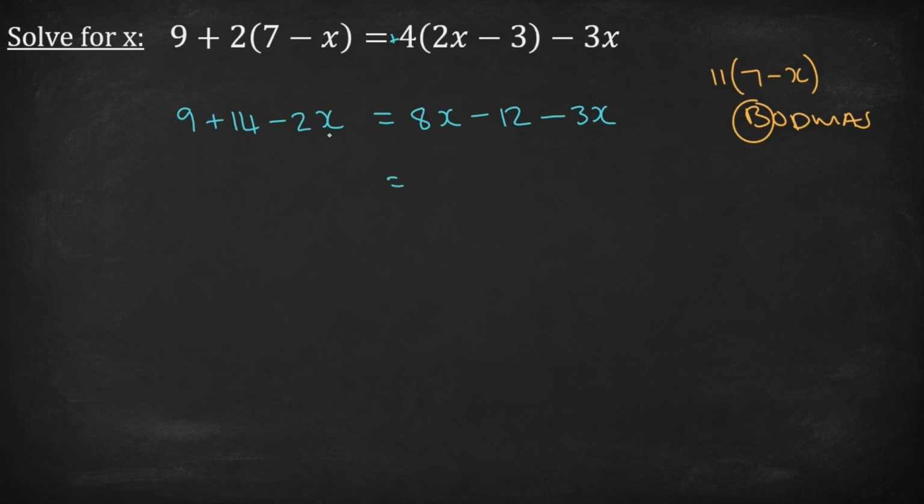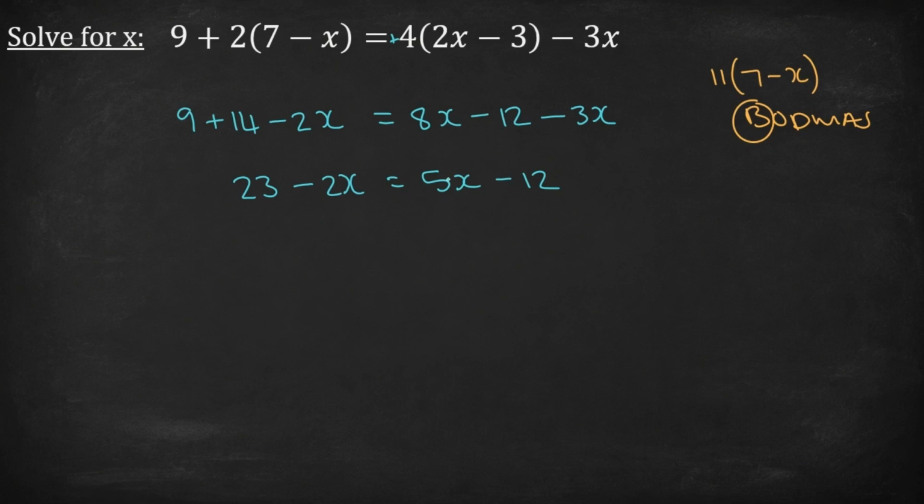So on my left-hand side, I've got 9 plus 14. That gives us 23 minus 2x. And on the right-hand side, we've got this 8x minus 3x. That will give us 5x minus 12. Now it's easier to see what we are going to move. Now the next step can be done in two ways, and I'm going to show you both ways.